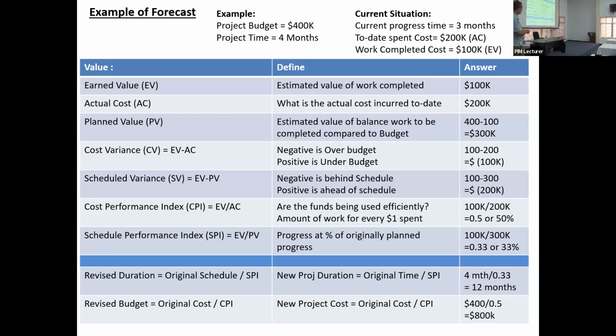So now your problem is, how do I find an extra $400,000? Because you budgeted for 400. Now you need to find another 400. Not only that, your project is now 8 months more. You have to wait.